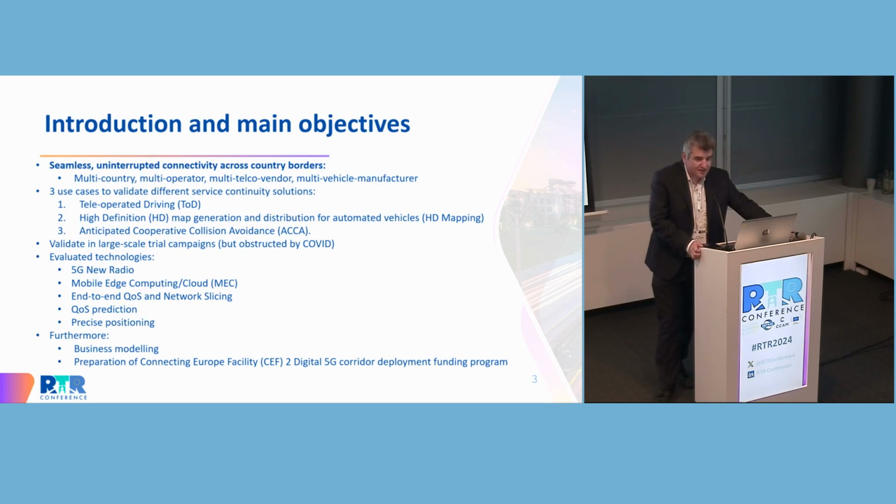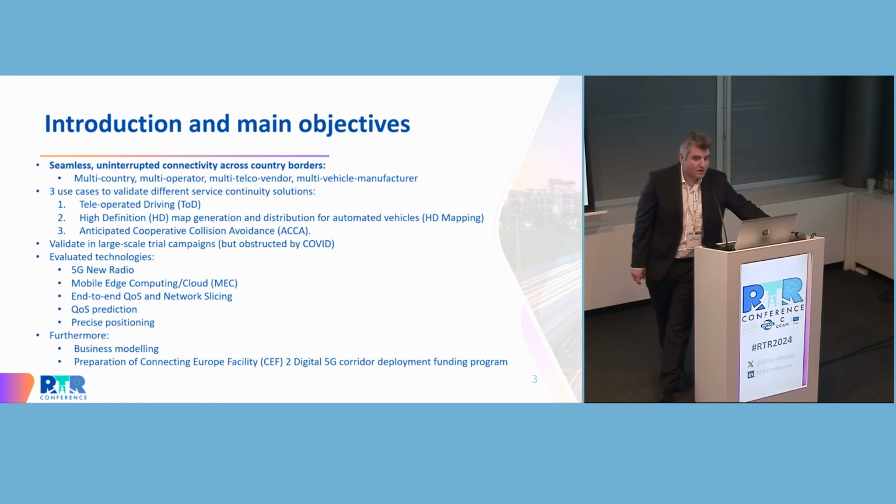The project was intended for autonomous driving, so we came up with 3 use cases that all relate or are part of autonomous driving: teleoperated driving, high-definition map generation and distribution, and anticipated cooperated collision avoidance, hazard warnings. But all those 3 use cases more or less also have a role for human-driven and/or driving assistance systems. We evaluated all these use cases in large-scale campaigns. There were also small-scale test sites, but here I will focus on the large scale.